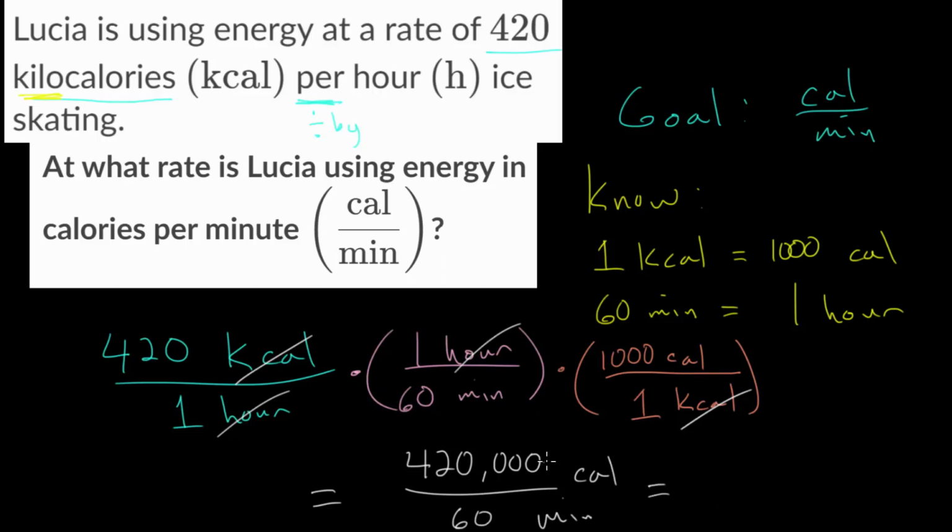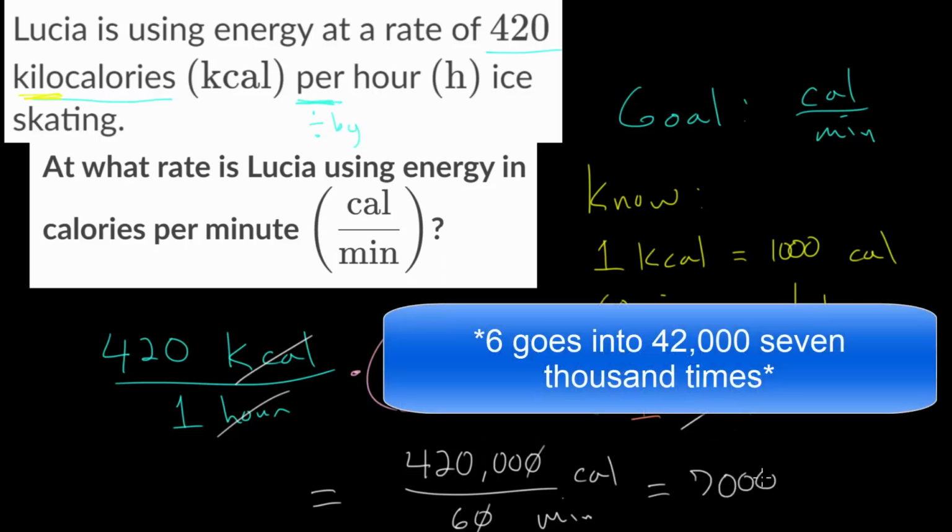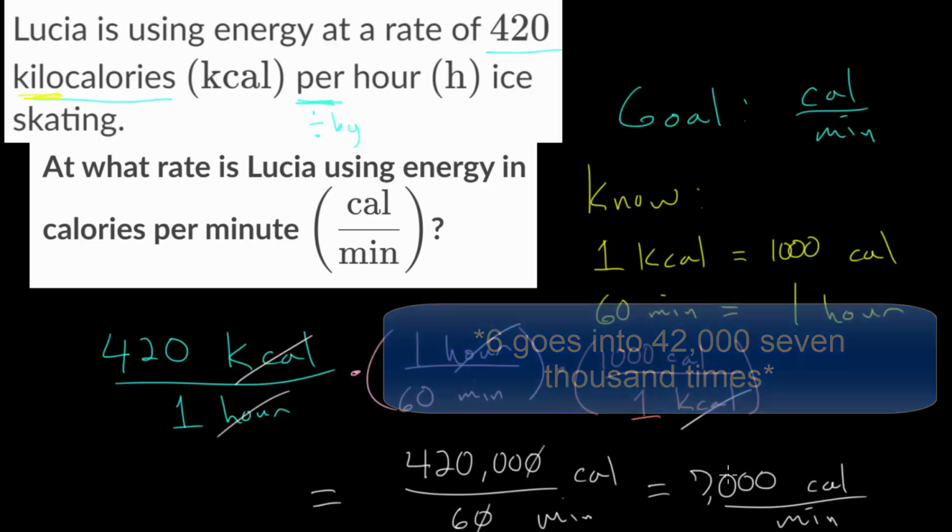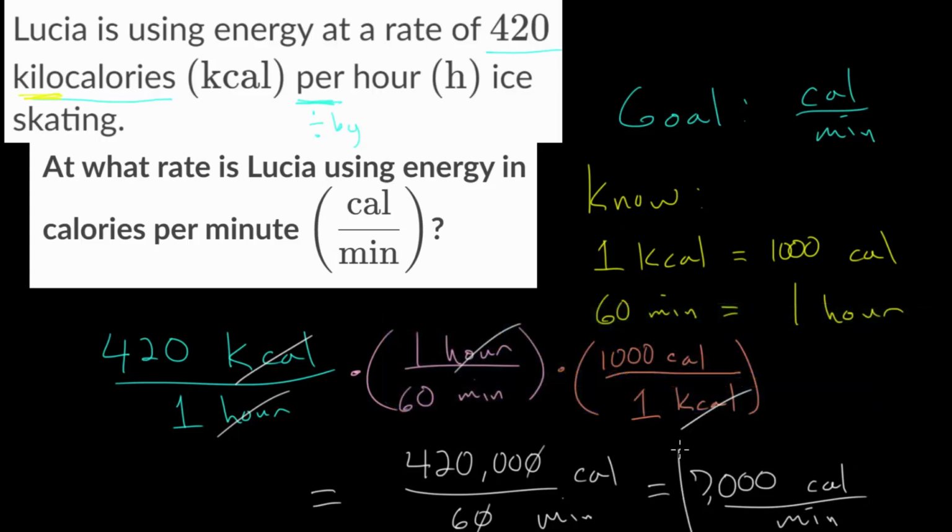Now we can simplify a little bit further. We can cancel out a 0 in each. And 6 goes into 42,000 7 times. So we have 7,000 calories per minute. And this right here should be our final answer.